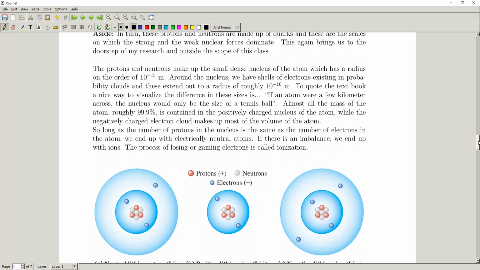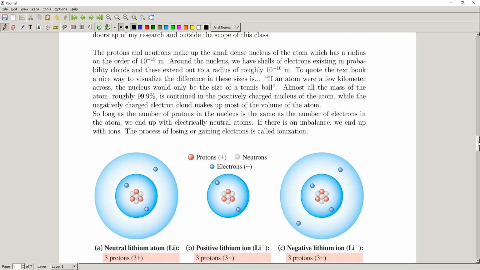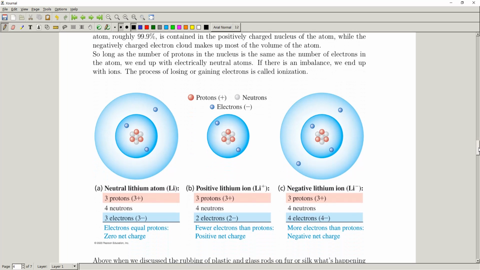But we need to get to this point of charge, right? Like, why are our rods getting charged? Well, if we have these atoms, so long as the number of protons in the nucleus and the number of electrons are the same, we end up with atoms that are neutrally charged, right? And this is again an image from the textbook. This is a lithium atom and a couple of lithium ions. This is 21.4 from the textbook.